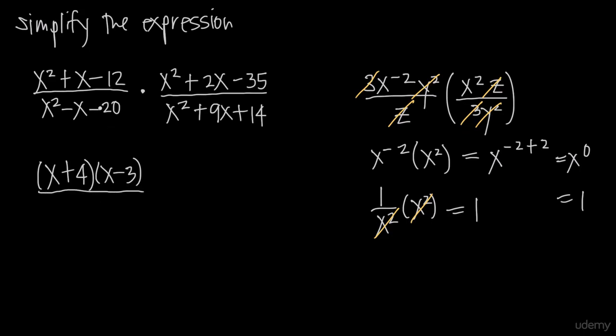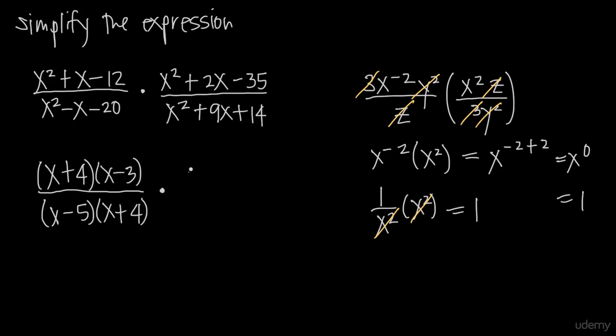What about the denominator here? x squared minus x minus 20. Well, we would need an x minus 5 and an x plus 4. A negative 5 and a positive 4 will give us negative 20, and negative 5 plus 4 gives us a negative 1, which is what we need in the middle.